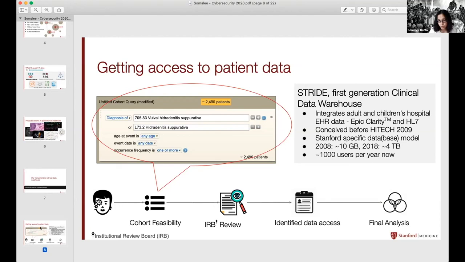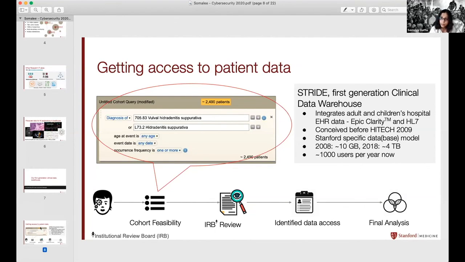What we have at the two hospitals is the system called Epic. The data we get from the Epic systems is a database called Clarity, and we also get HL7 real-time data feeds. Our first generation clinical data warehouse was established in 2008. It was conceived a little bit before the HITECH Act of 2009, and the HITECH Act is what established EHR systems as the system of record for the hospital systems in the US.